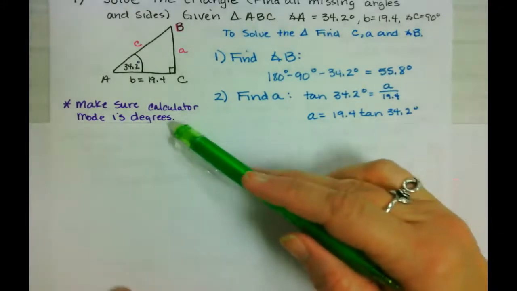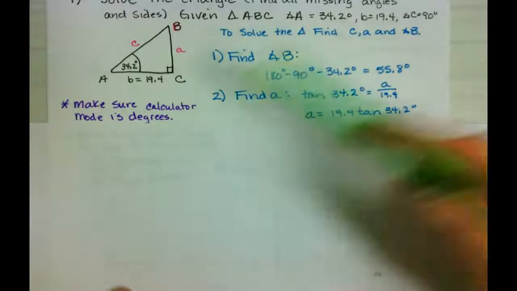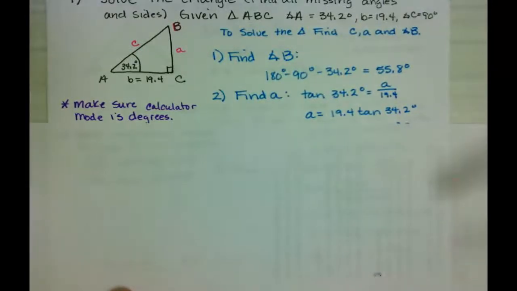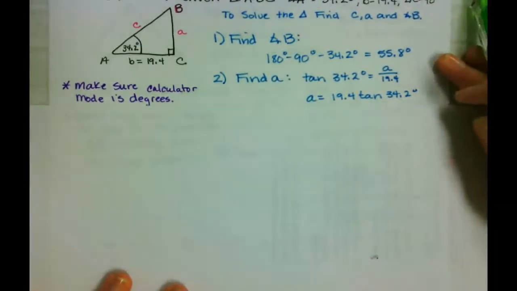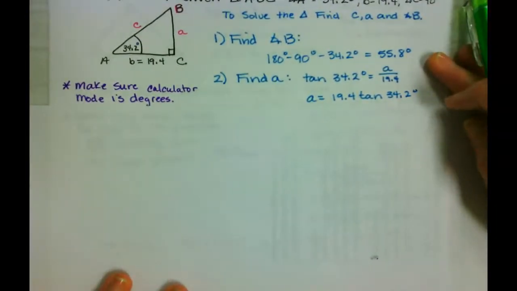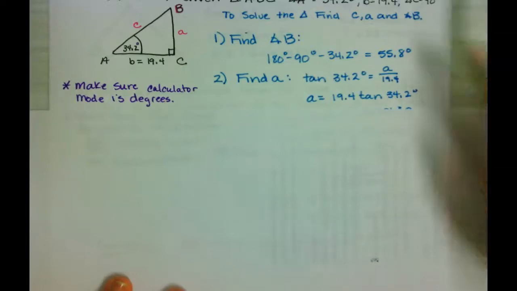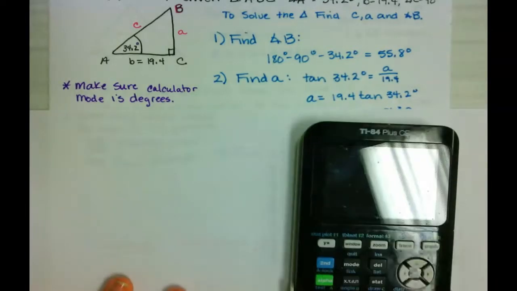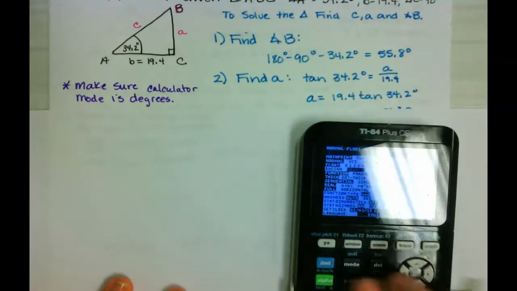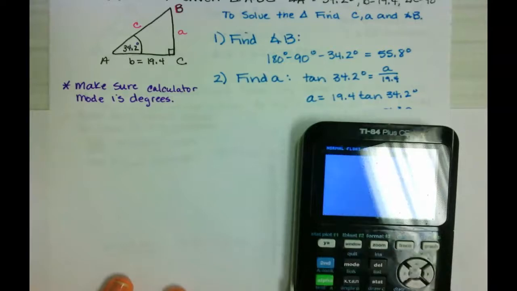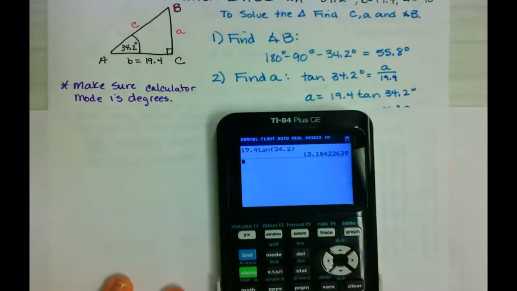So we've already talked about the calculator reminders I have over here a little bit. As those pop up, we'll address anything we haven't. So now I go to my calculator. I have already changed it to radian mode. I go to my home screen. I do 19.4, tangent of 34.2, and I get 13.1842269.